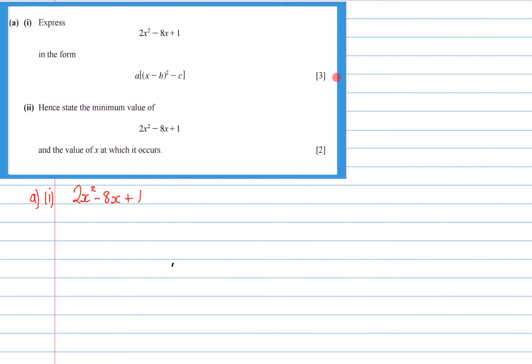Okay, 3 marks for this one. So what we must do is factorize the equation here. Bring 2 outside the brackets, with 2 upon x squared minus 4x plus 1/2. Now we can complete the square for the x squared minus 4x. This then gives us 2 upon x minus 2 all squared.